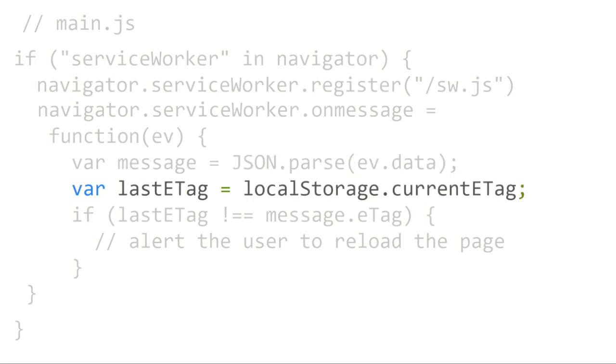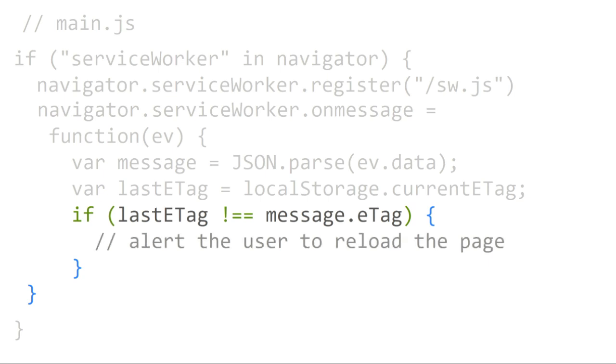Then we can get the last e-tag, where we look inside of our local storage, where we'll store each individual file's current e-tag value. And then we will check to see if the last e-tag value does not equal the value on that message. And if it does not, do something. You can refresh the entire page, or send an alert to the client saying like, hey, do you want to click here to refresh the page and get updated data?